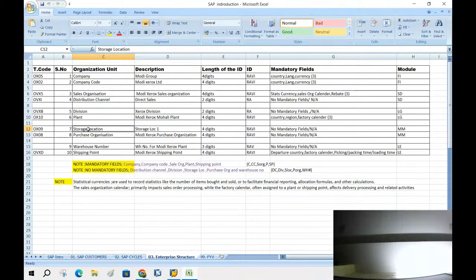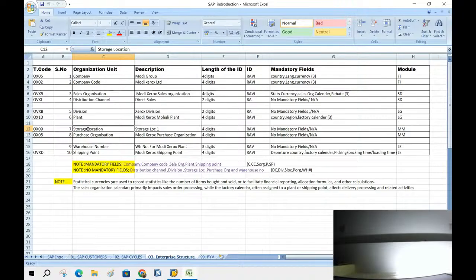Then the next one is called warehouse number and shipping point. Now let's try to understand in layman's language from plant. If I consider your three-bedroom apartment as a plant, in bedroom number one, I'm going to keep my finished goods, that's the Xerox machine. So that bedroom number one, I call it the finished goods storage location.